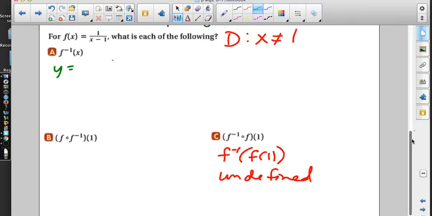So y equals 1 over x minus 1. Give me the first step for inverses. Switch the x and the y.